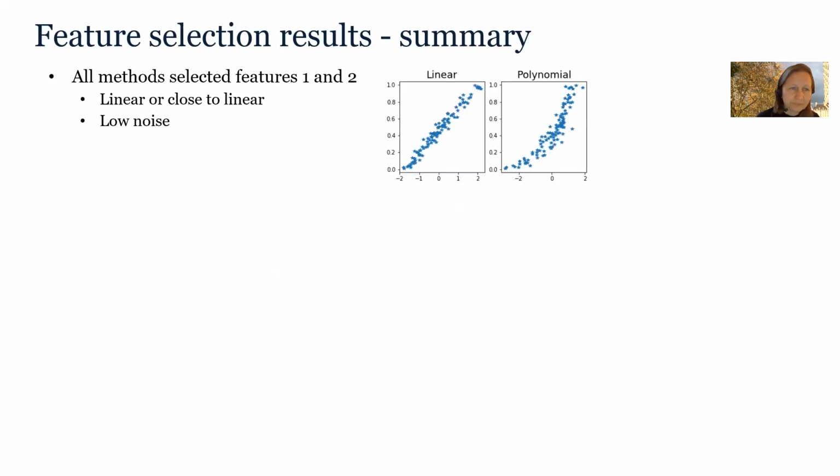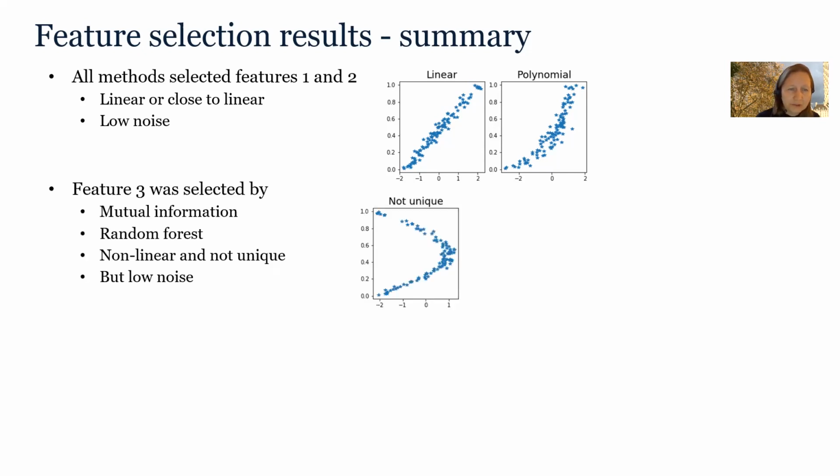So let's summarize our feature selection results. So we've seen that all methods selected features 1 and 2. These two features are linear or close to linear and have low noise, so they were always suitable. Feature 3 was interesting. It was selected by mutual information and random forest, and this feature was nonlinear and not unique, but had low noise.